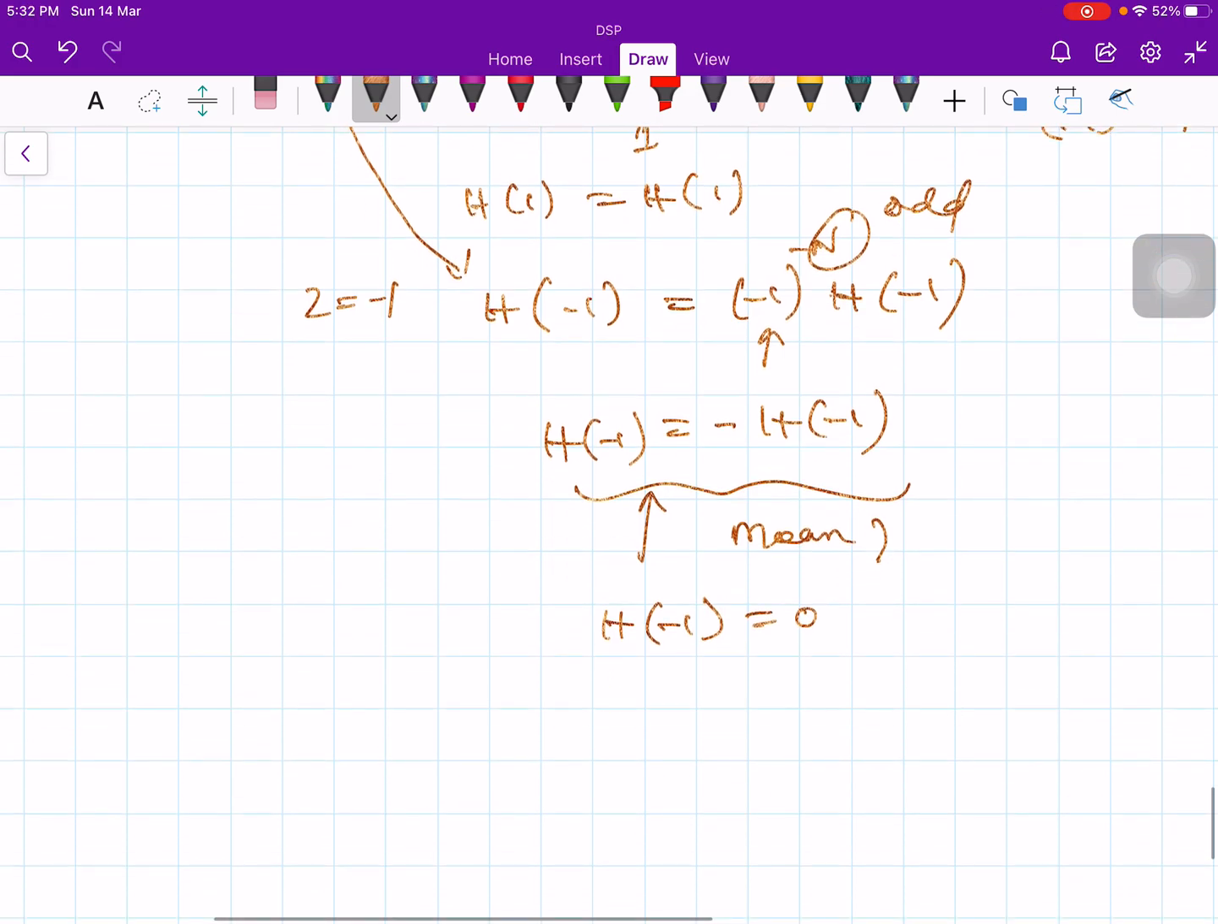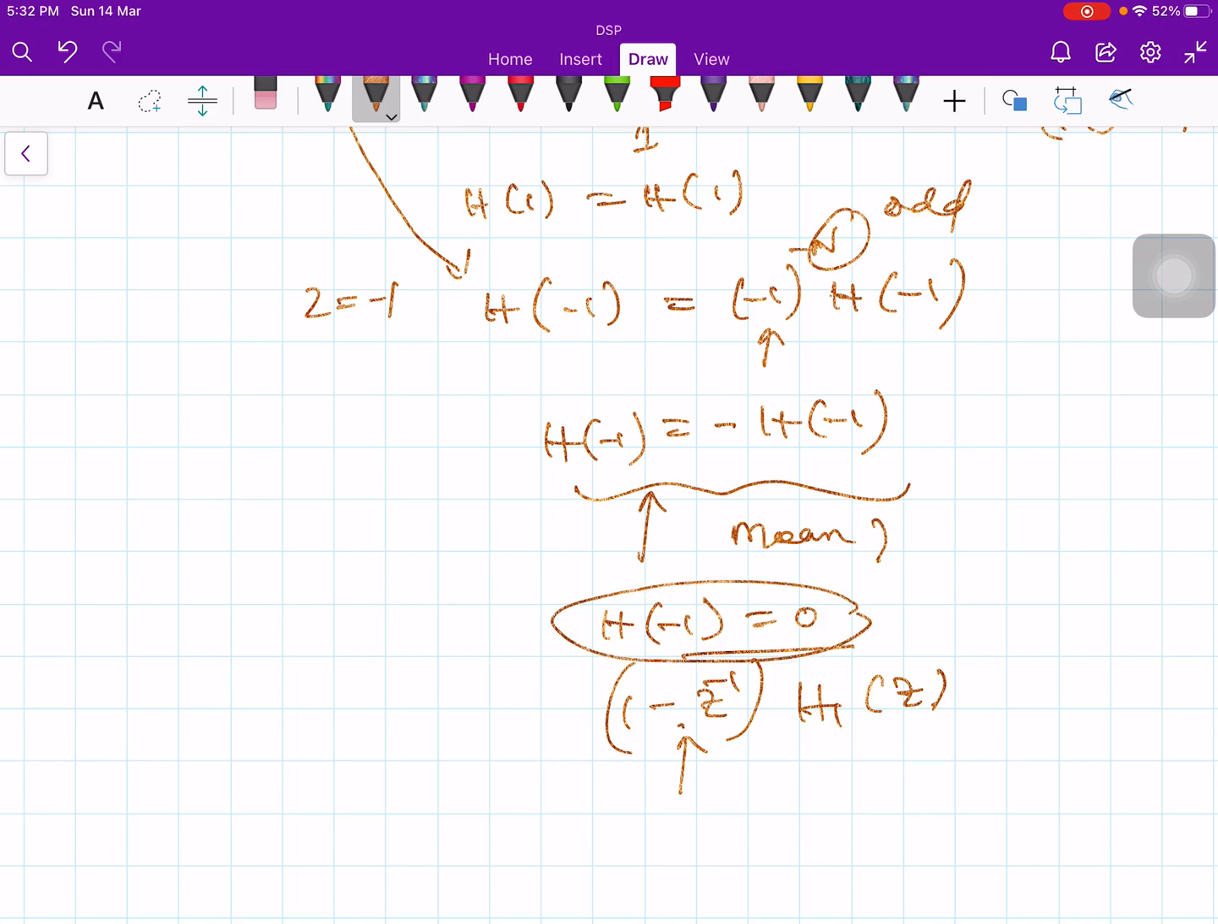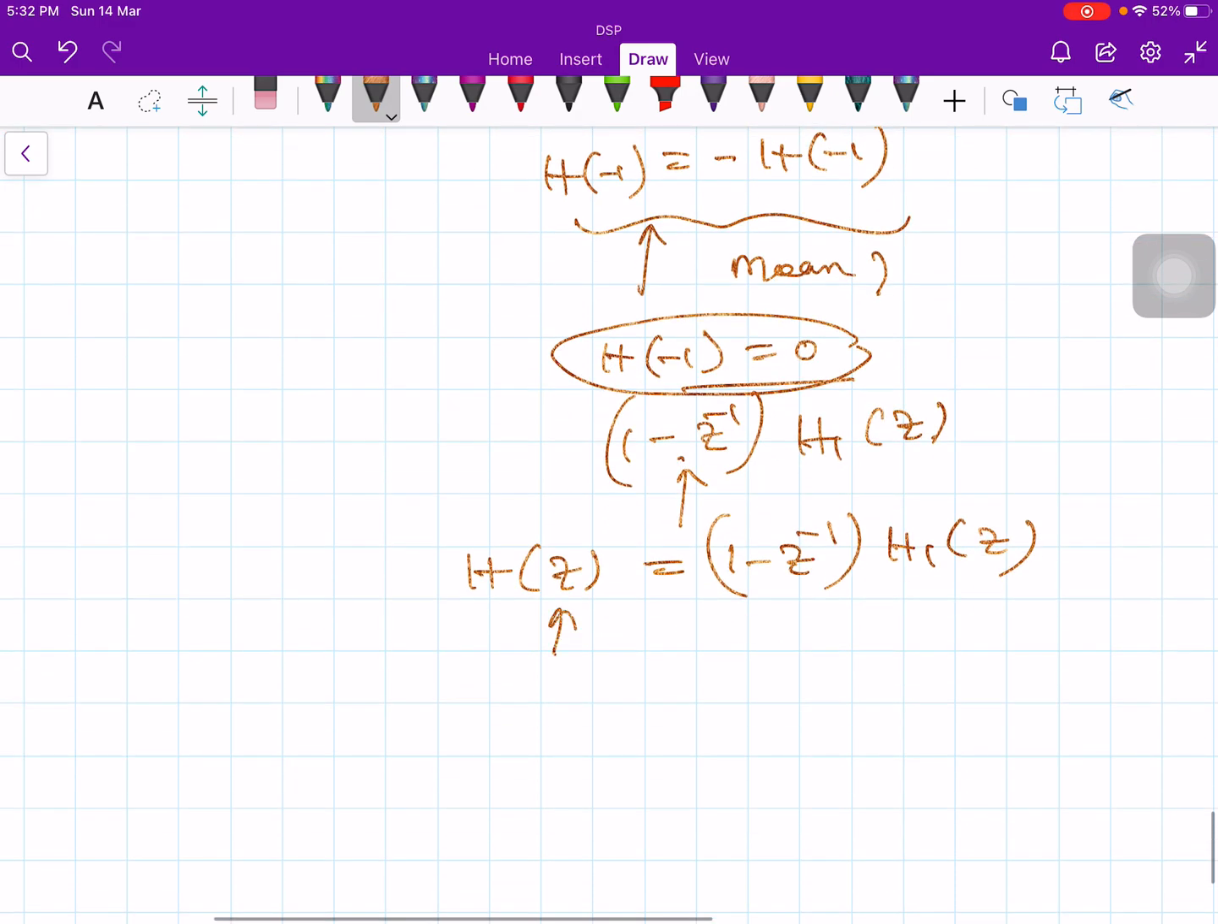So if h of z is to be 0 at z equal to minus 1, then it must have a factor of 1 minus z inverse multiplied by some polynomial h1 of z, because of that factor it becomes 0. When h of minus 1 is equal to 0, let me write h of z equal to 1 minus z inverse times some polynomial h1 of z. Now you substitute z equal to 1 in this, then it becomes 0, right?